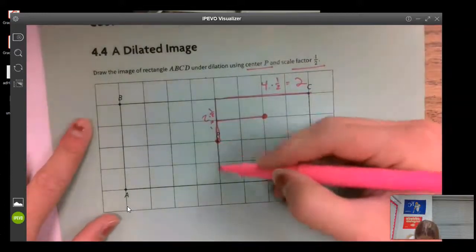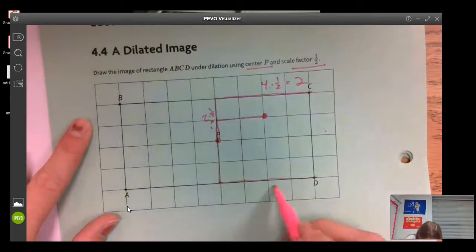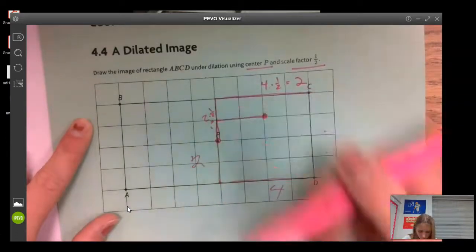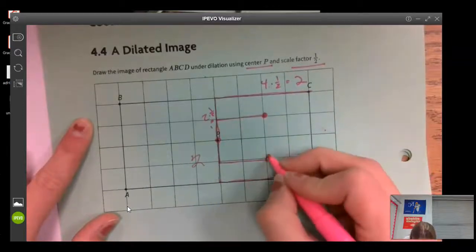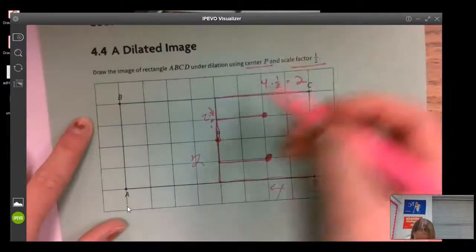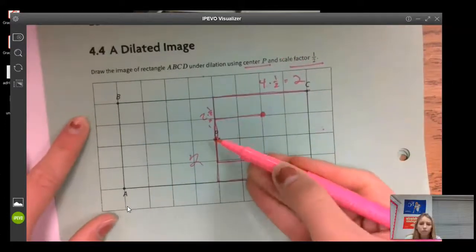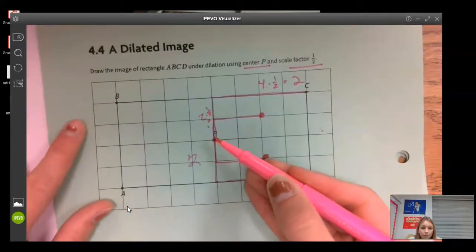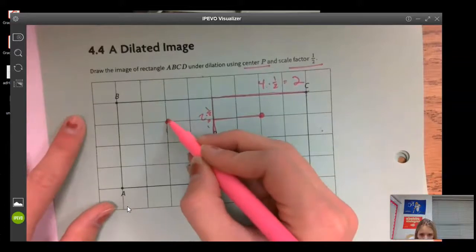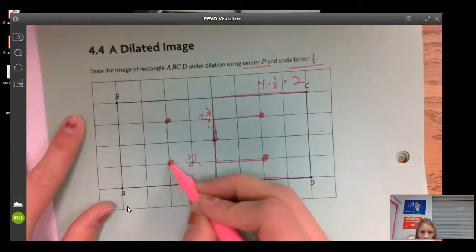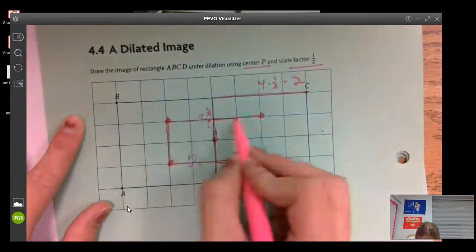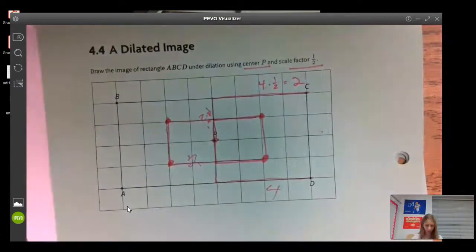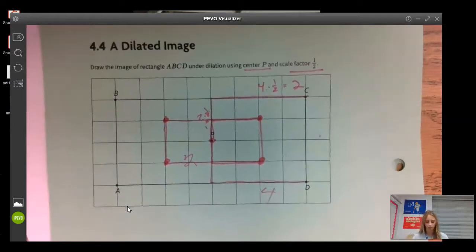Alright, now I'm going to continue that pattern. 4 by 2, well, I already know half those distances is 1 and 2. Now since this is a rectangle and this dot's in the very center, we can just plot those same points on the other side. You can count all that to double check, but if you notice that pattern, you can just go ahead and plot those points. So there's that.